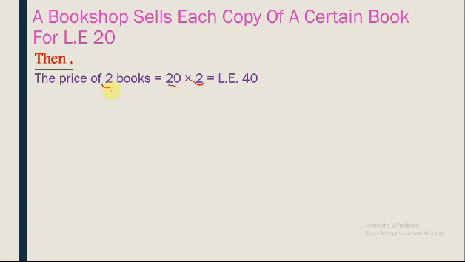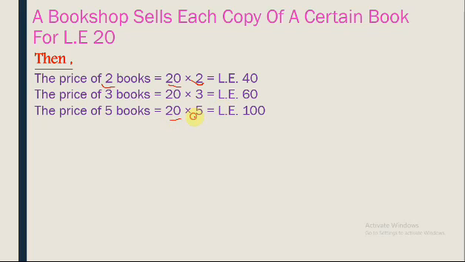How many books do we need to buy? The price of two books equals 2 times 20 equals 40 LE. What about three books? 20 times 3 equals 60 LE. What about four books, 5 books, 10 books? 20 times 5 for the 5 books, 100. Here we have a changeable part and a non-changeable part. What is the non-changeable part that we have here? The 20, the cost of one book. What is the changeable part here? The number of the books.